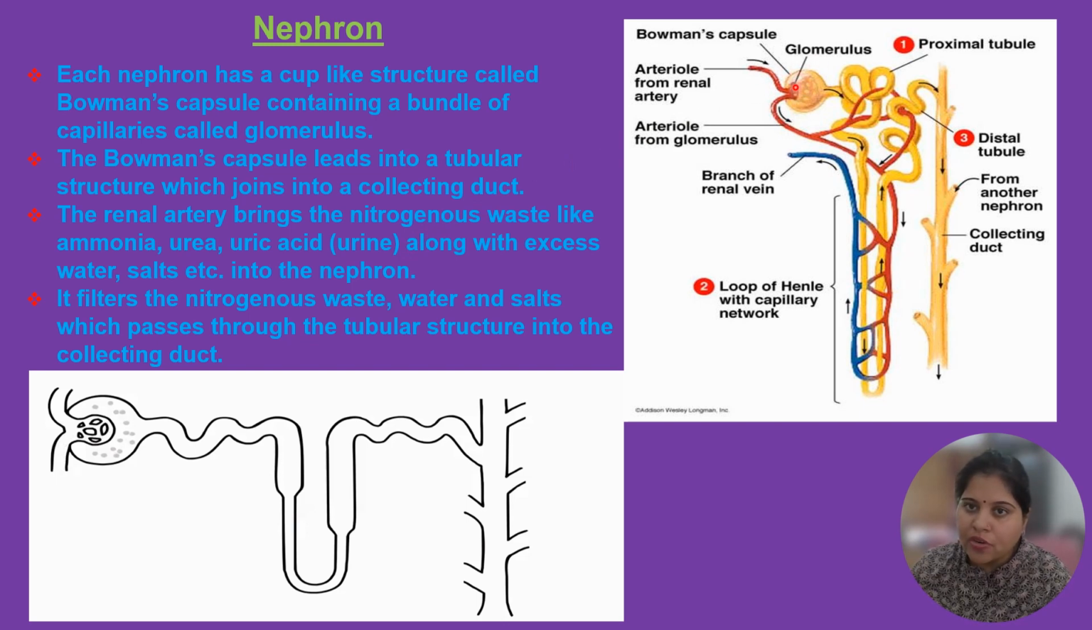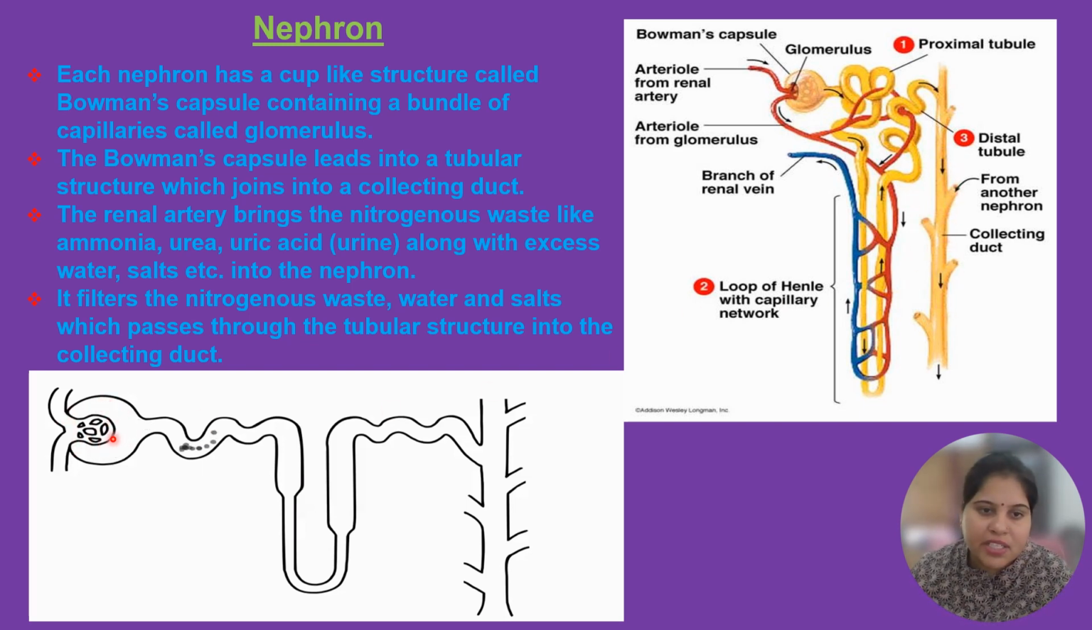Now purification of that blood takes place here in the glomerulus with the help of these blood vessels. So it filters the nitrogenous waste, water and salt, not simple salt like NaCl and all that. Some important salts can be absorbed here, and the filtrate passes through the tubular structure into the collecting duct. These are the collecting ducts. Here again reabsorption of the important substances takes place.